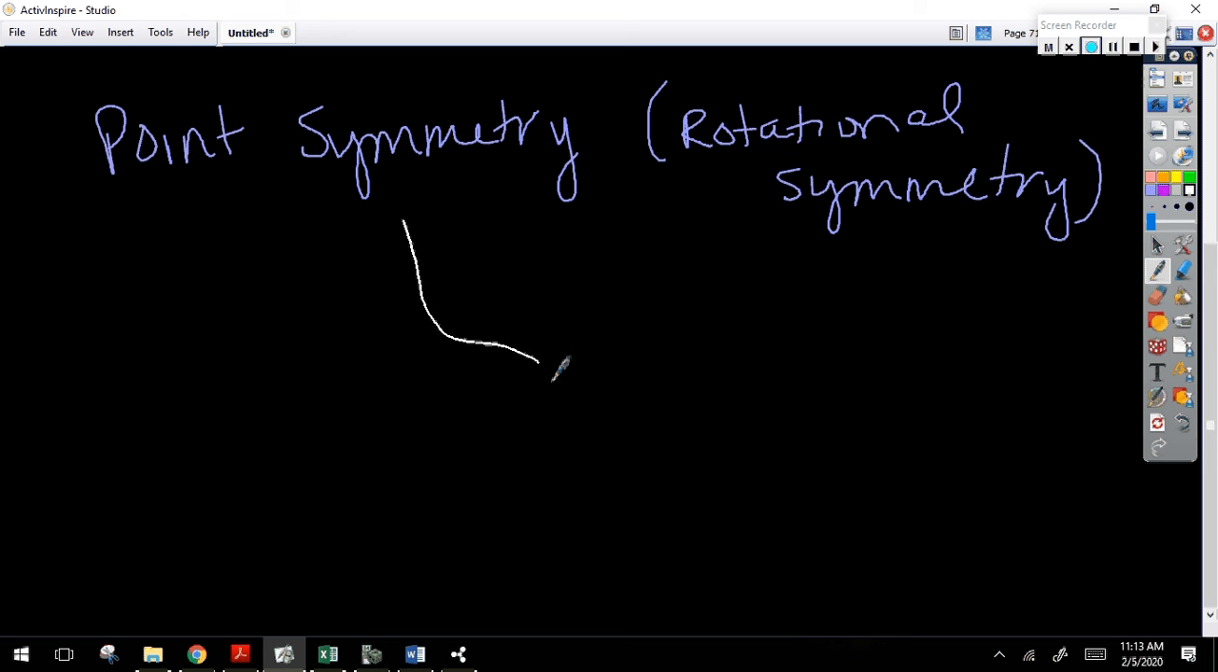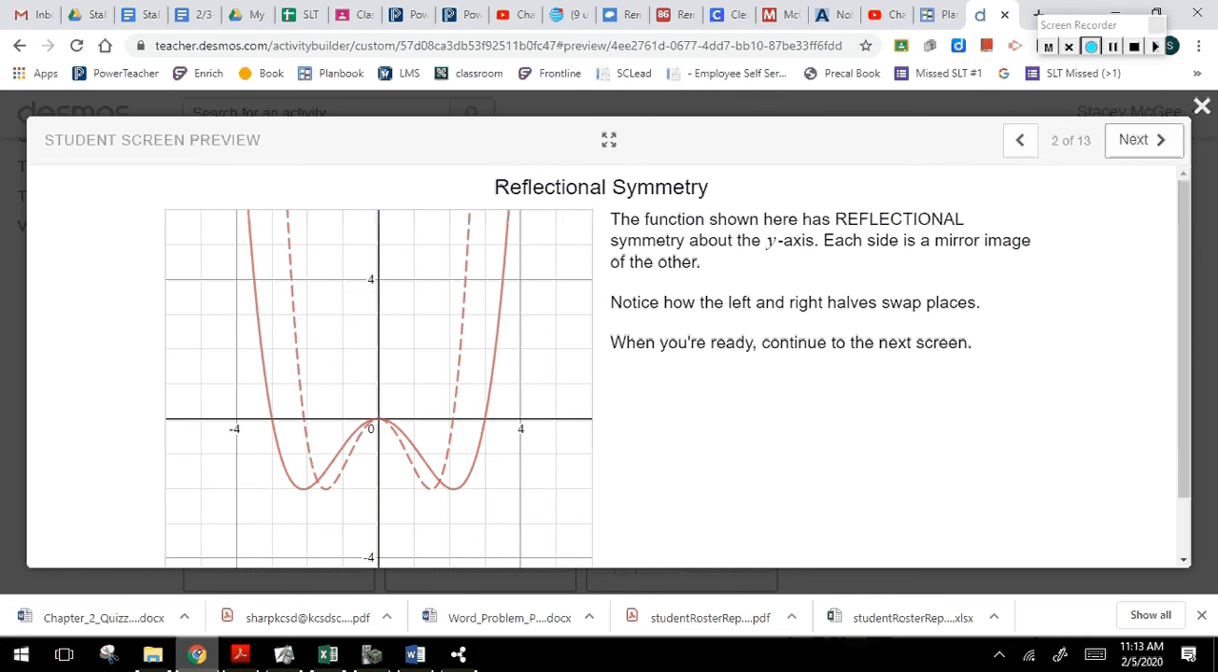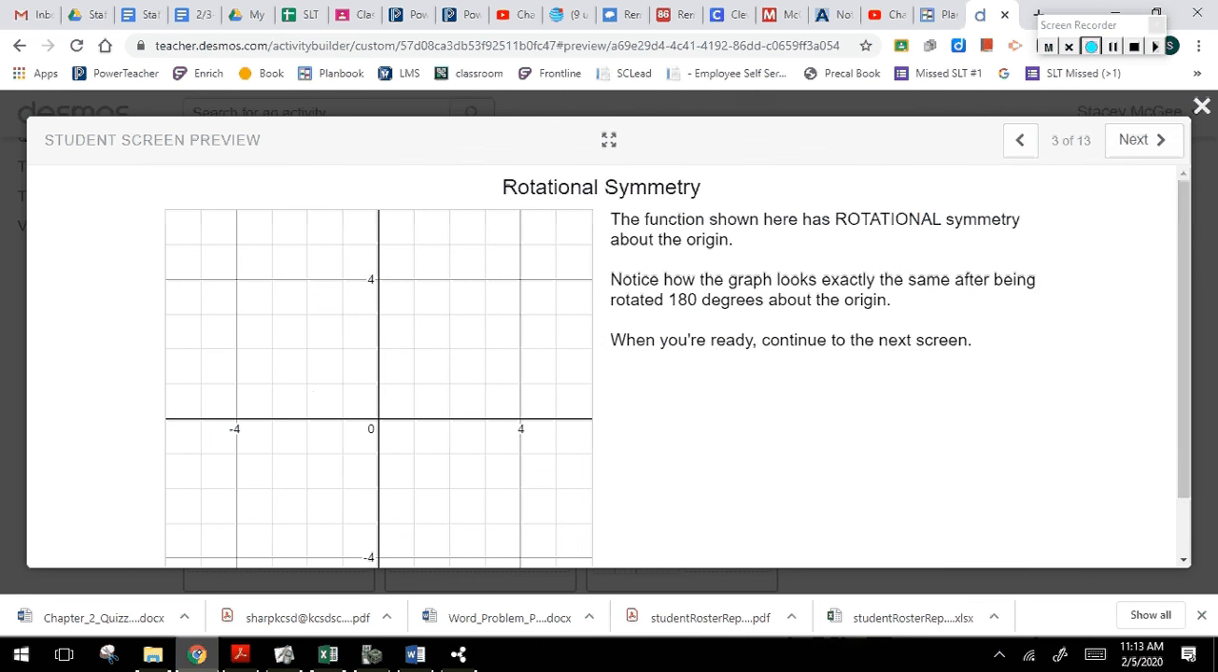If I looked at this cubic graph, I can't cut it in half anywhere unless it's like a diagonal line. We're not talking about diagonal. We're talking about a horizontal or vertical line. But I could take this and just turn it upside down, rotate it 180 degrees, and it maps back onto itself, right? So it has what we call point symmetry. Let me show you what that looks like, because this one's really cool. Rotational and point symmetry are the same thing. See how it maps back around at 180 degrees?